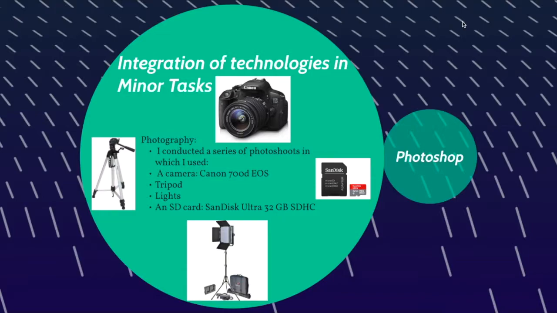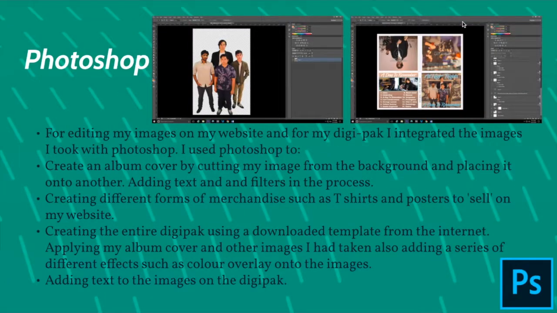For my SD card, I used the SanDisk Ultra 32GB SDHC. I required a fairly large SD card as I aimed to take as many photos as possible. I used a tripod in order to achieve the leveled angle which was required for my digipack. I integrated Photoshop CS6 into the digipack and website production process.